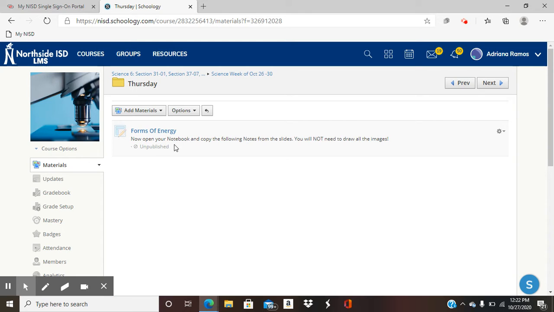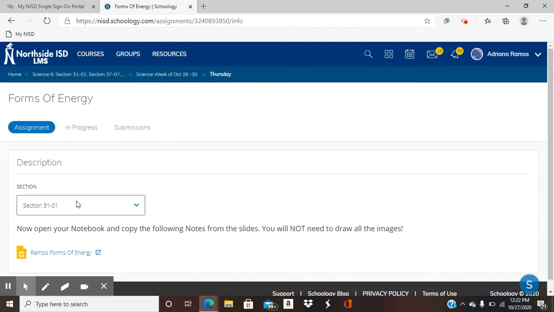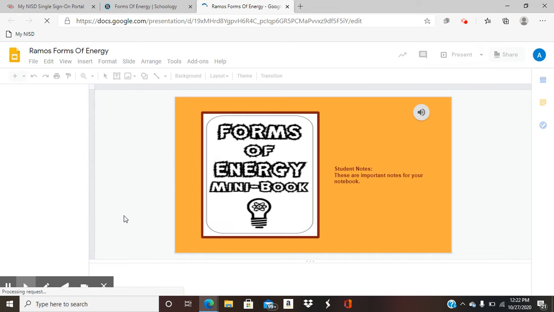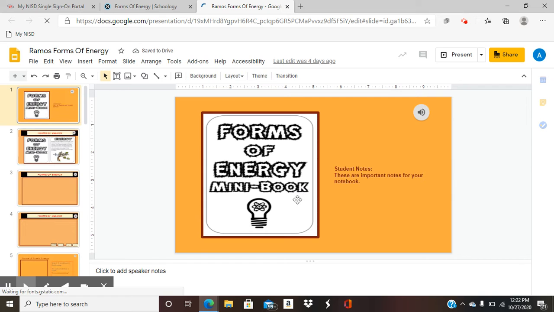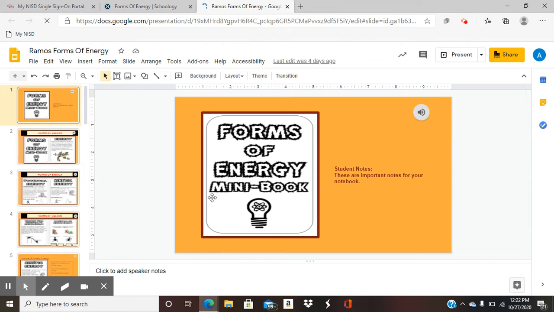Now open your notebook and copy the following notes from the slides. You will not need to draw all the images. So start on that. This is the forms of energy. Please get your notebook so you can copy some notes down.